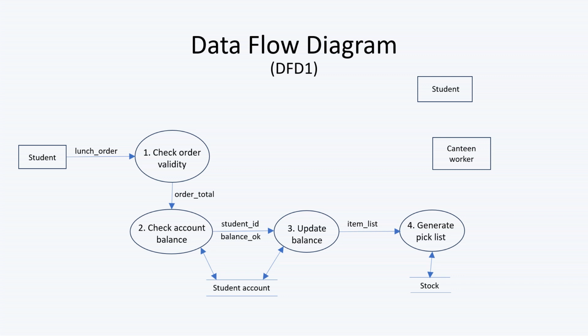Once all of this has been successfully done, a pick list is sent to the canteen worker. The last piece of the puzzle is to generate the receipt from the itemized costs and pass that receipt back to the student. And our data flow diagram 1 is complete.